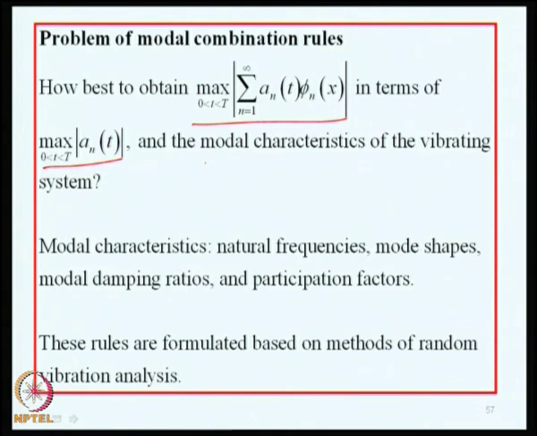So, what we will do is we will close the lecture at this juncture, and in the next lecture we will consider the problem of modal combination rules and discuss how principles of linear random vibration analysis can be applied to resolve this issue in an optimal manner. So, at this point we will conclude this lecture.